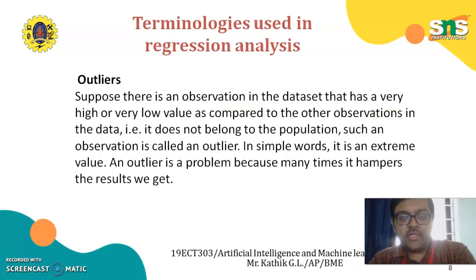Okay, now we will see the terminologies used in regression analysis. Outliers. Suppose there is an observation in the data set that has a very high or very low value as compared to the other observations in the data, that is, it does not belong to the population. Such an observation is called an outlier. In simple words, it is an extreme value. An outlier is a problem because many times it hampers the results we get.